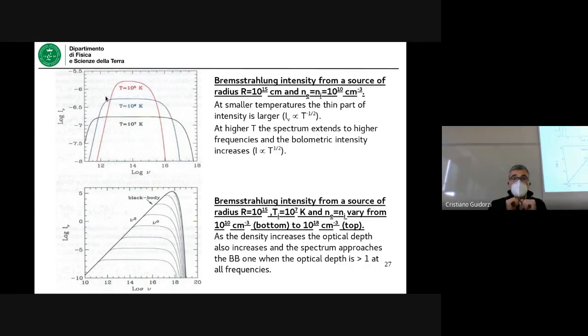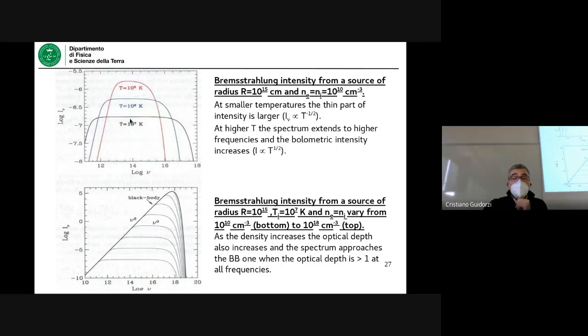So if you are able to understand all the behavior from lower to larger frequencies, and the behavior depending on different temperatures, it means that you understood everything about thermal Bremsstrahlung and the aspects related to radiative transfer. Depending on the frequencies, you move from the optically thick to the optically thin regime.